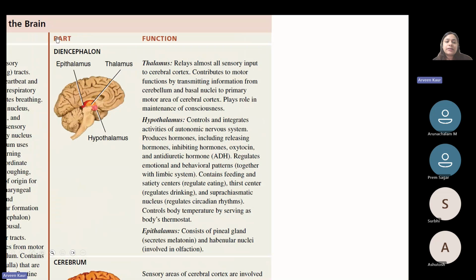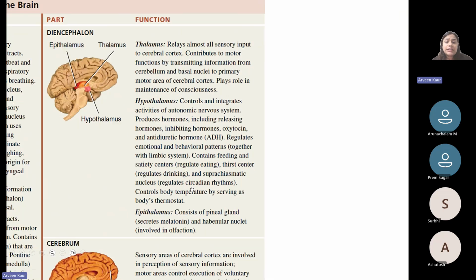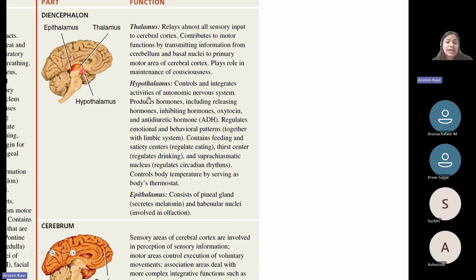Then come the regions of diencephalon: the epithalamus, thalamus, and hypothalamus. Thalamus relays almost all the sensory information to the cerebral cortex. It contributes to motor functions by transmitting information from the cerebellum and basal nuclei to primary motor areas of the cerebral cortex and plays a role in maintenance of consciousness. Then comes hypothalamus. It controls and integrates activity of the autonomic nervous system. It produces hormones, including releasing hormones, inhibiting hormones, oxytocin, and antidiuretic hormone, and regulates emotional and behavioral patterns.